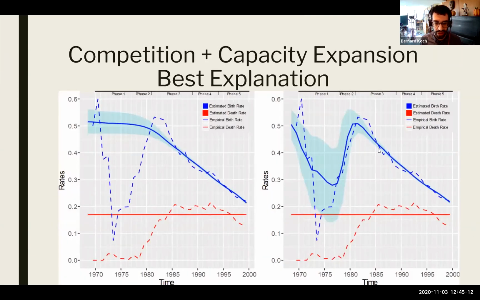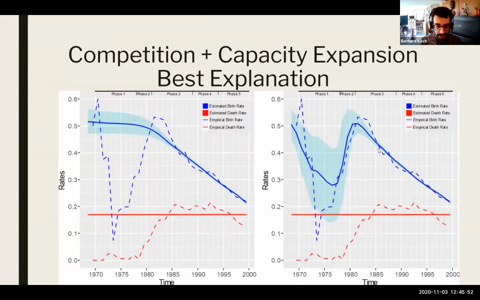When you look at the data here, these are the estimated birth rates in blue, the empirical birth rates, and the standing diversity in the dashed lines. The competition model fits okay from 1987 on, but it's really cool that just by having competition with this logistic curve growing carrying capacity from 1968 to 2000, it fits the whole trajectory of the birth rates pretty well.